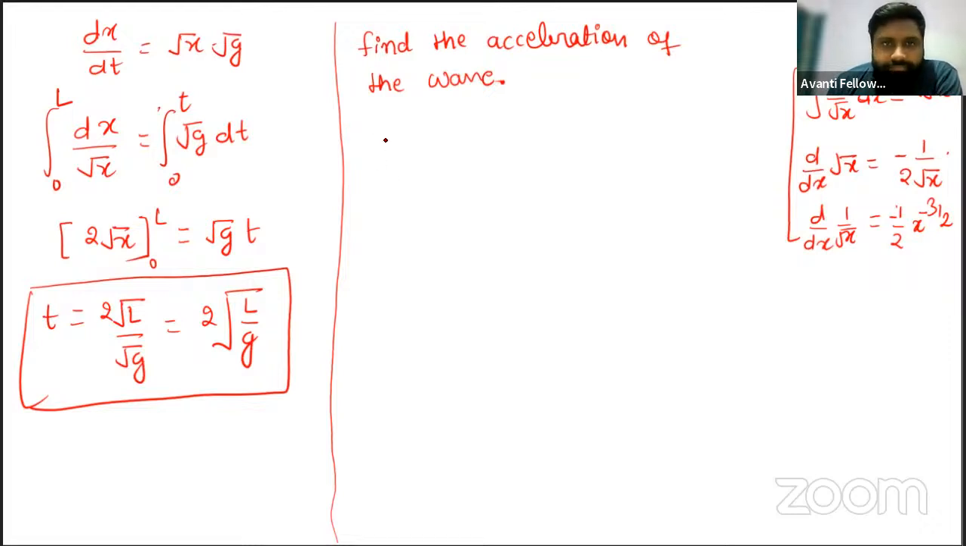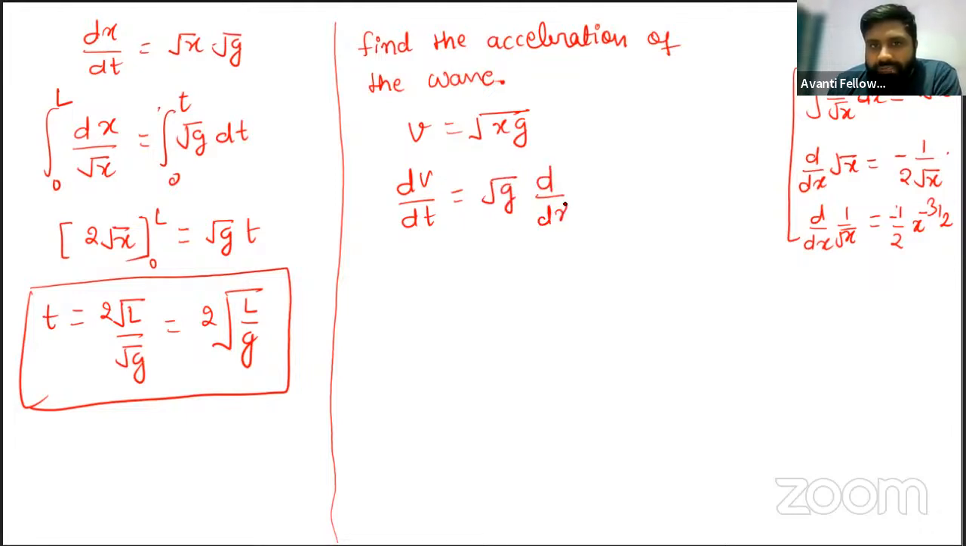Okay, so I'll do it. V is equal to root x into g, root xg. Now, to find out the acceleration, we have to differentiate it with respect to time. Root g is a constant quantity, so it will be d by dt of root x. Now, what is the differentiation of root x? I have already told you. Sorry, it is not minus, it is plus 1 upon 2 root x.